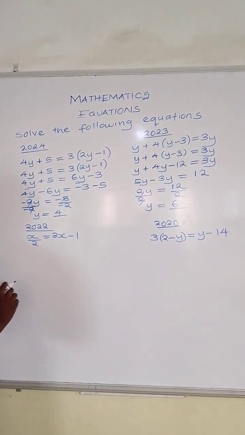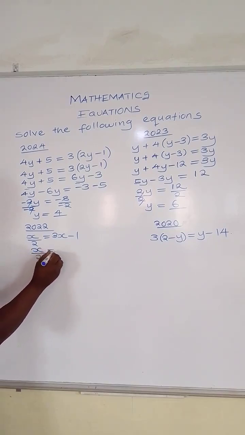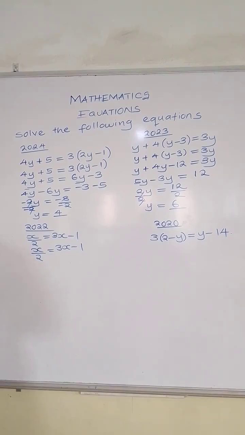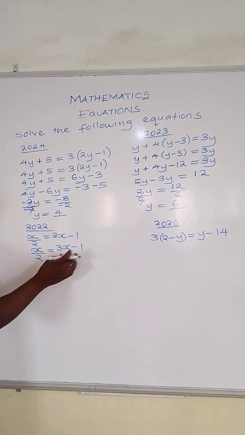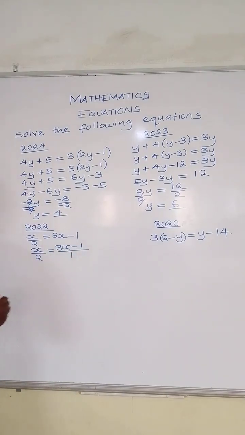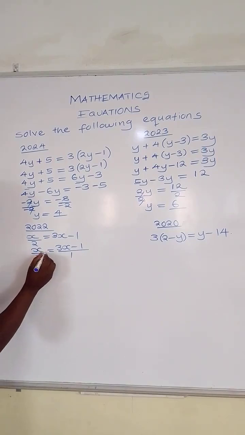Okay? Then let's look at this other one, which is 2022. So 2022, we are told to solve this equation. So we have x over 2 is equal to 3x minus 1. So in this case, what we're going to do is we're going to balance the equation. Okay? So we have the numerator and denominator on this side. At this side, we only have the what? The numerator. So we're going to divide by a neutral number which is 1 to balance. Okay? Then you cross multiply 1 times x and 2 times 3x minus 1.